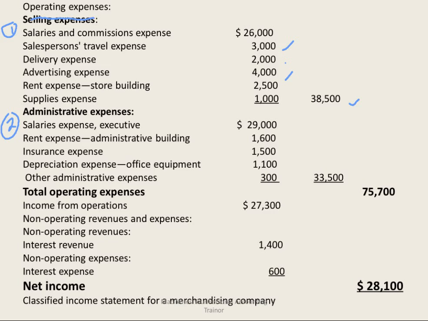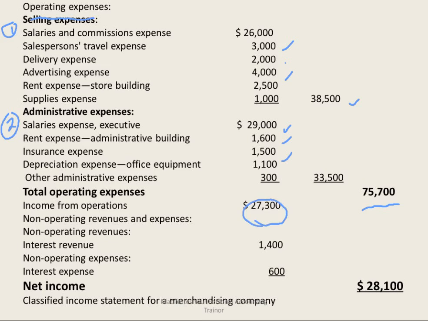So we can relate the selling costs to the total sales. Administrative costs: salaries expense, rent, insurance, and so on. Those two together give me total operating costs of $75,700. So now that we have that, we get what's income from operations, which is $27,300. That's from operating my business, selling goods.